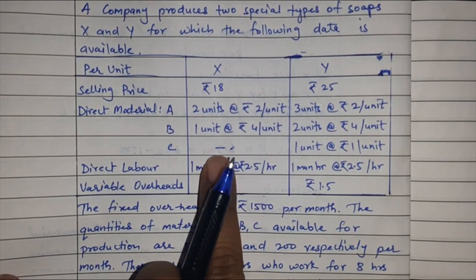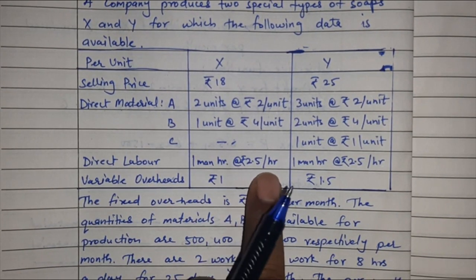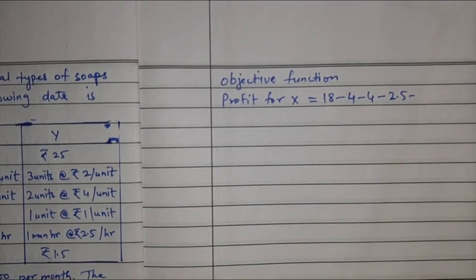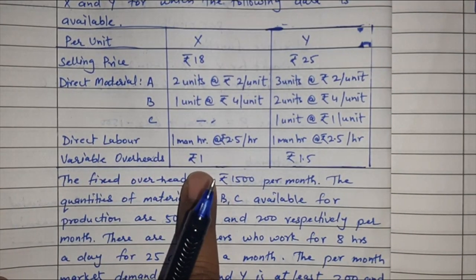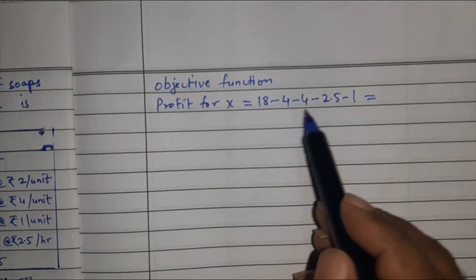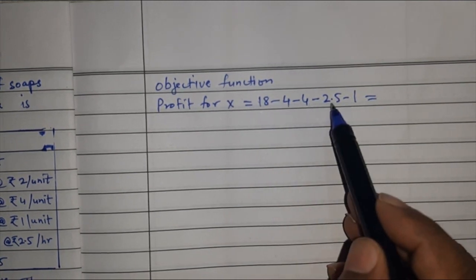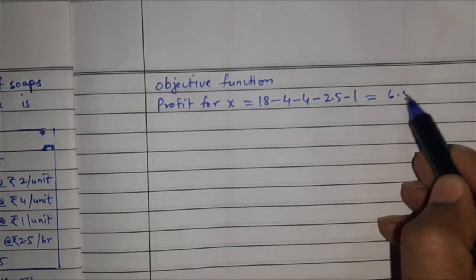For C, we don't have anything here. For direct labor, we have rupees 2.5 per hour. So minus 2.5, and finally minus the variable overheads as rupees 1. Okay. This total is, we have this as 8, 10.5, 11.5. So this gives me 6.5 as the answer.